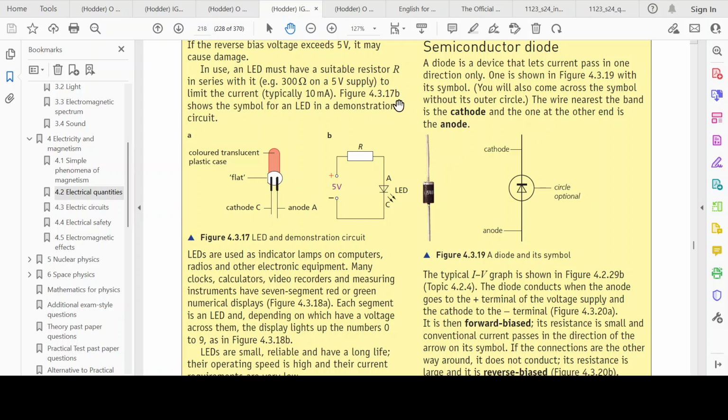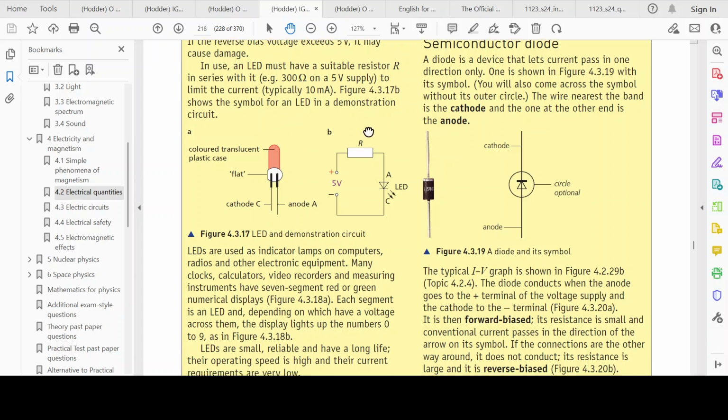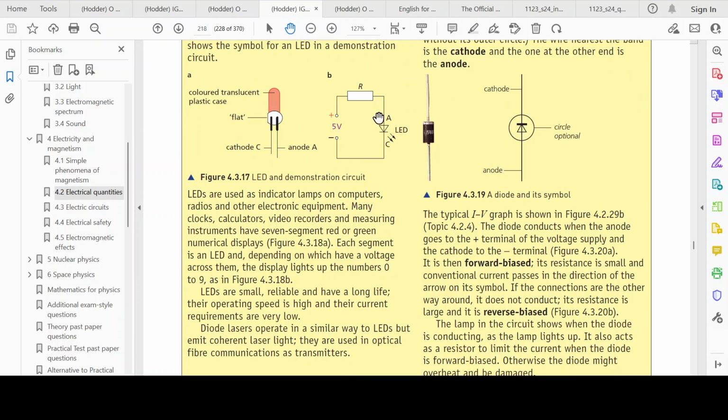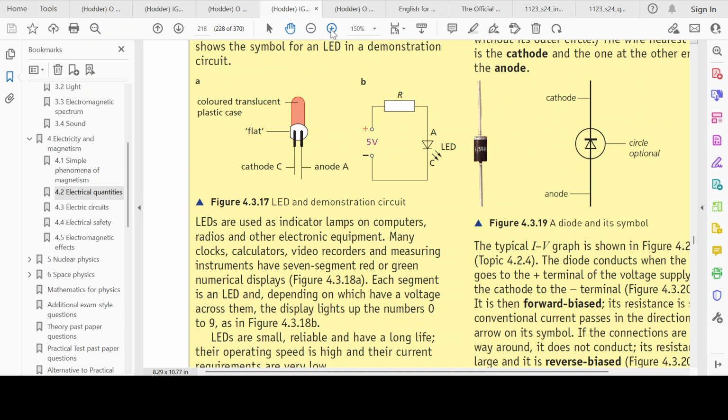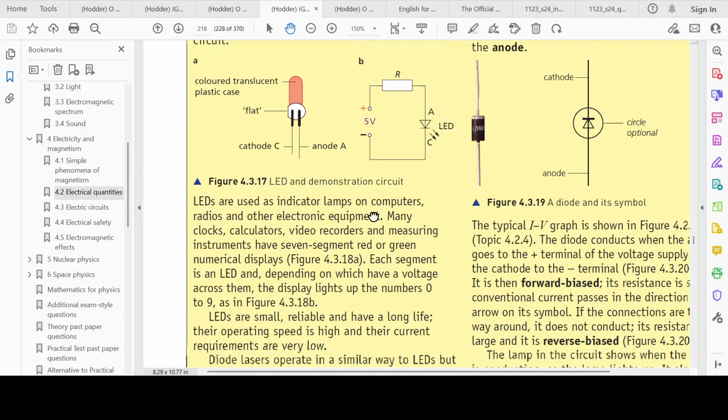And figure B shows a circuit for an LED demonstration. Right, so this is the symbol for an LED. You've got a triangle and a line at the tip of the triangle, let's say a perpendicular line to the tip.